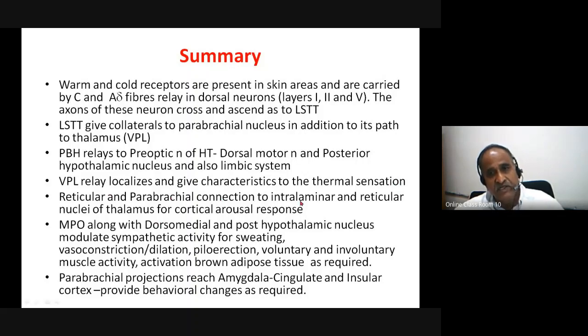Reticular and parabrachial connections to intralaminar and reticular nuclei of thalamus give the cortical arousal response. The medial preoptic nucleus of hypothalamus, along with the dorsomedial and posterior hypothalamic nuclei, modulate the sympathetic activity for sweating, vasoconstriction or vasodilatation, piloerection, voluntary or involuntary muscle activity, and activation of the brown adipose tissue as required. The parabrachial projections to amygdala, cingulate, and insular cortex provide behavioral changes as required for the heat or cold responses. That's the summary of today's chapter.